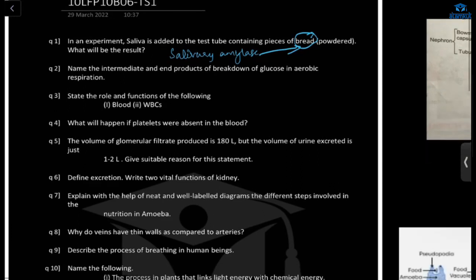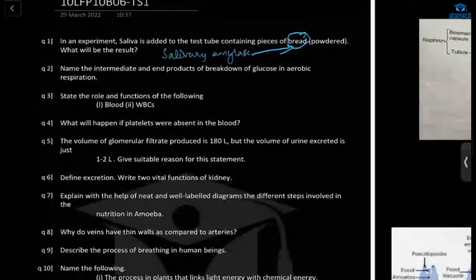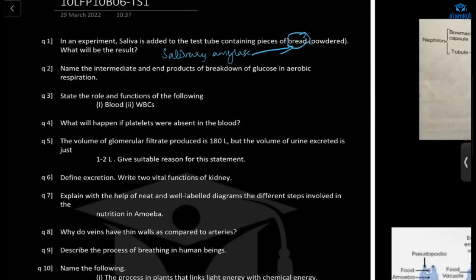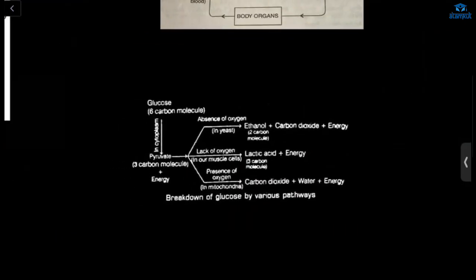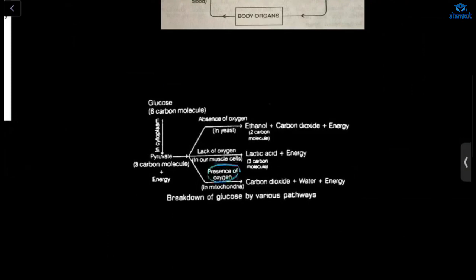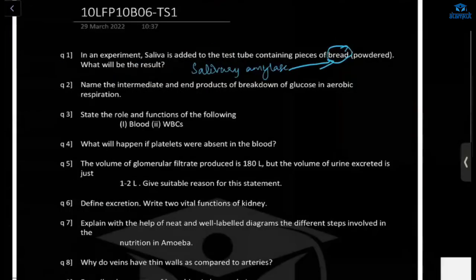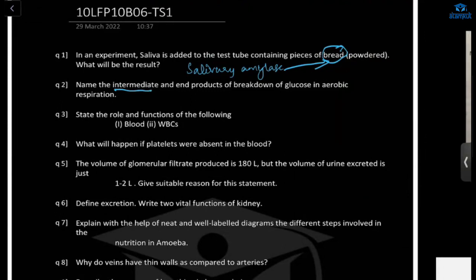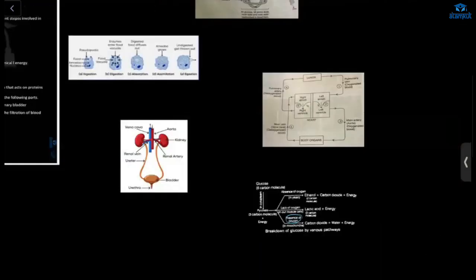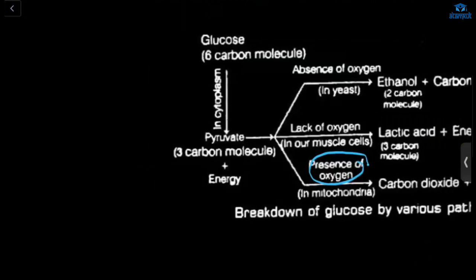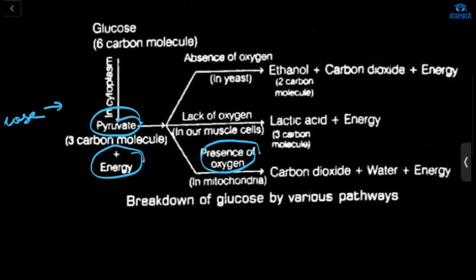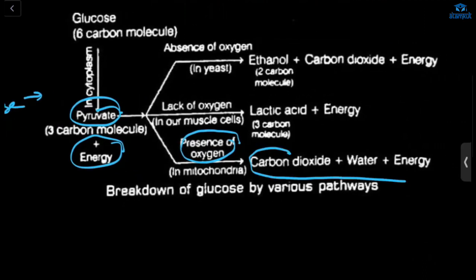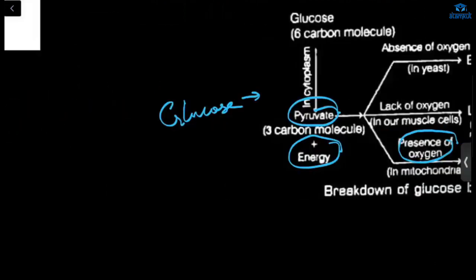In the second one, name the intermediate and end product of breakdown of glucose in aerobic respiration. This one you can answer. In aerobic respiration, what happens? It happens in the presence of oxygen. And here in the question, what is it asking? About the intermediate and about the end product. Intermediate, in between, we have what? From glucose to pyruvate. So intermediate is pyruvate plus energy. And after that, the end products are carbon dioxide, water, and energy. This should be the answer.